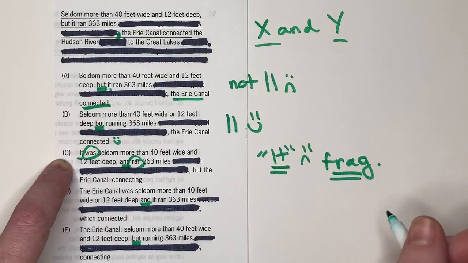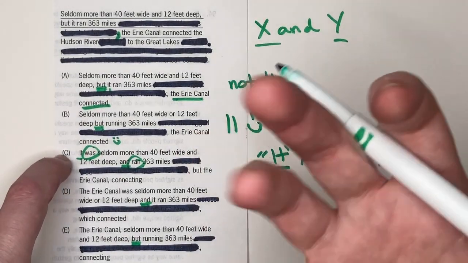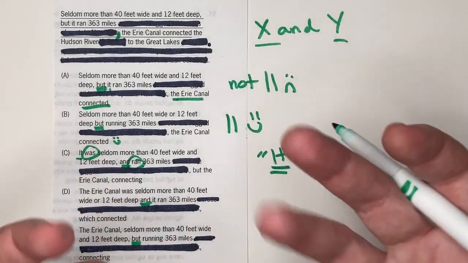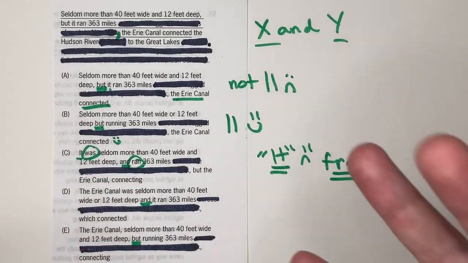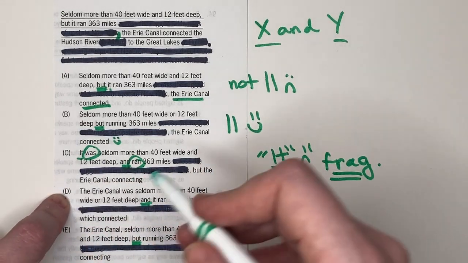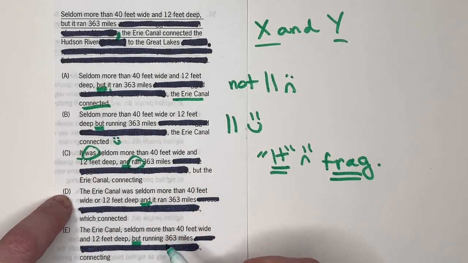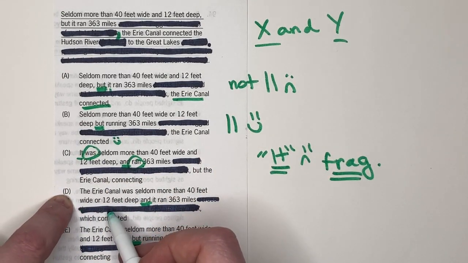There's no verb. I always think of the main verb in a sentence, which we call the predicate verb, as like the engine of the sentence. There's no engine. This C is just kind of like sputtering off on the side of the road. All right, let's take a look at D.